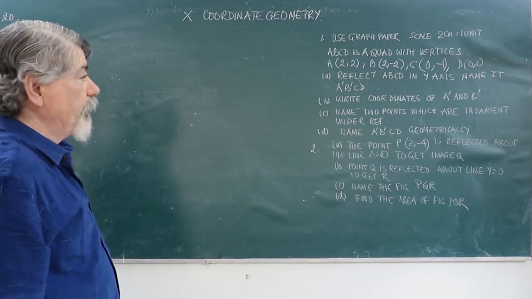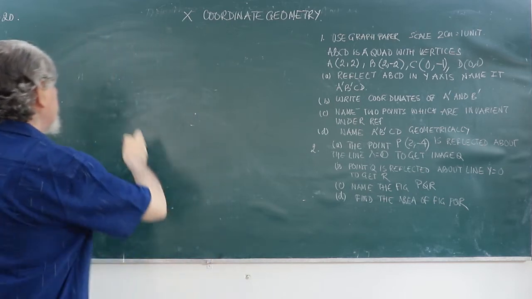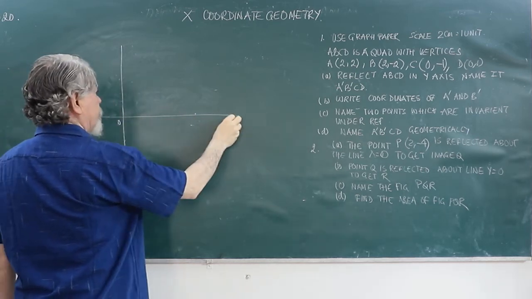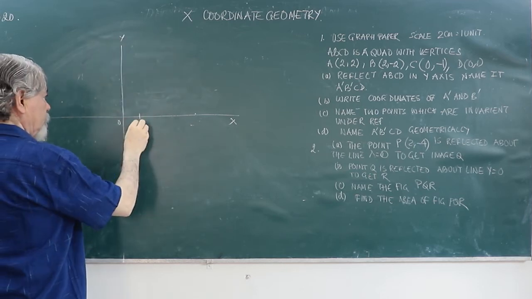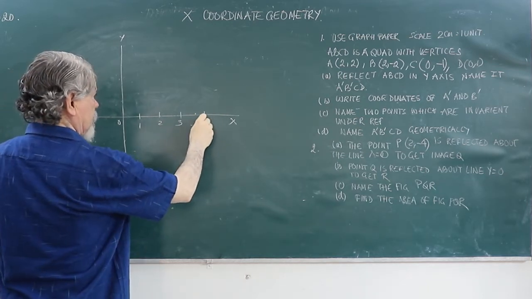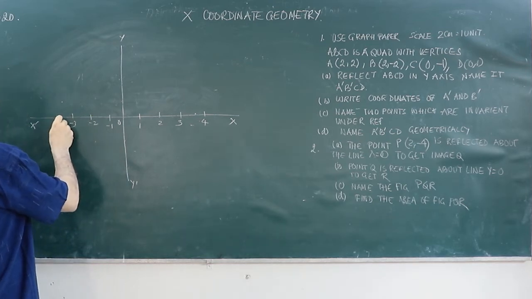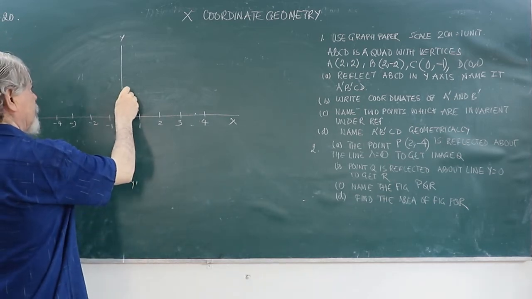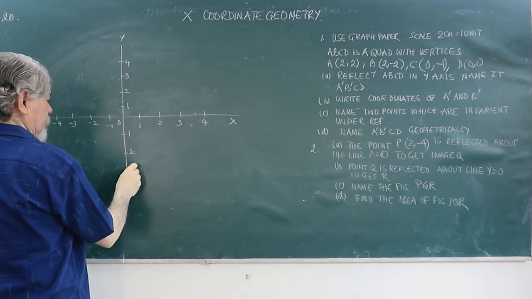Now let us see the second question. He says the point P (2, -4) is reflected about the line x = 0. Now let's draw the x-axis and y-axis. One, two, three, 4 it is. Minus 1, minus 2, minus 3. He has not given you any scale, so I'm taking 1 centimeter is equal to 1 unit.